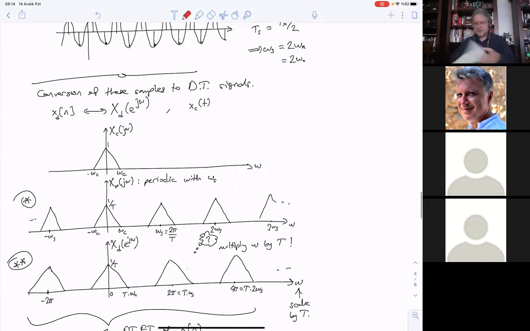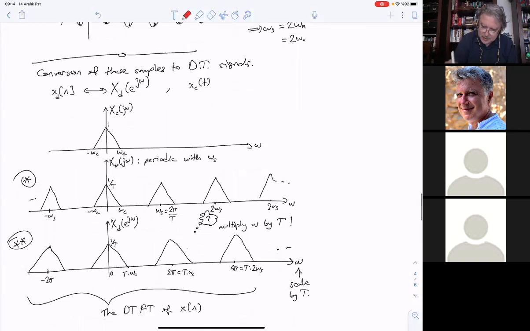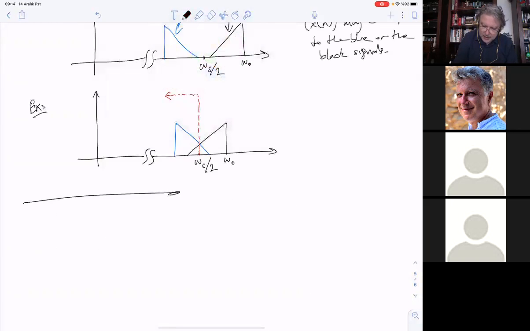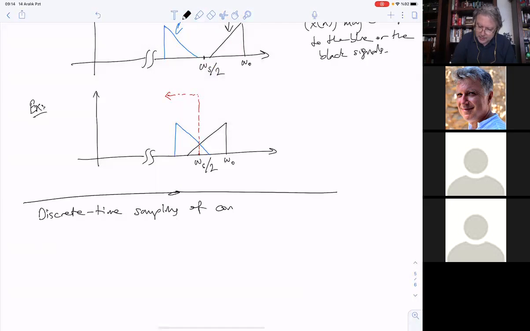And then the next thing that I want to talk about is, it's red, let's change it to black. Discrete time sampling of continuous time signals.